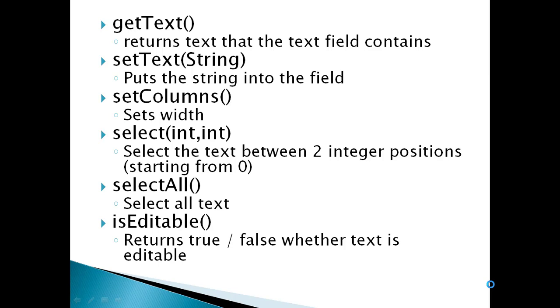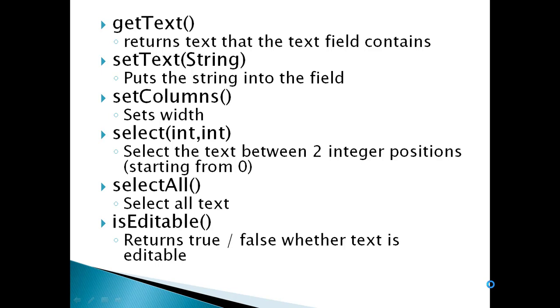Next method, select(int, int). We select the text between two integer positions starting from 0. By using this select method we can perform a copy operation. In the text field we can select a number of characters and copy that string into another position. Next, the selectAll method, which selects all the text from the text field.